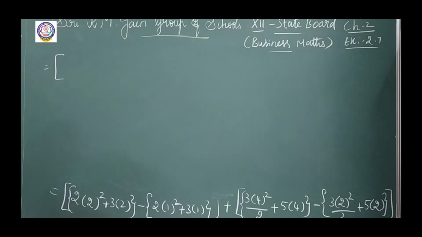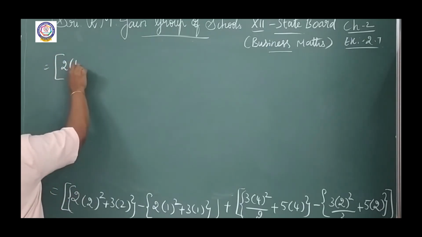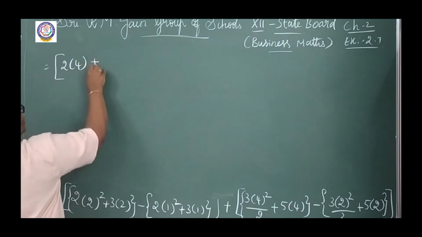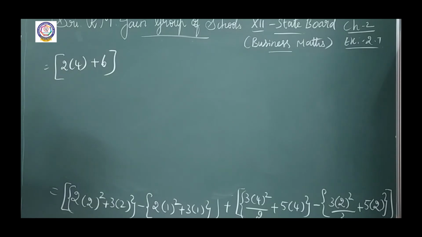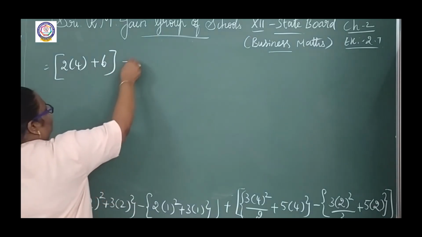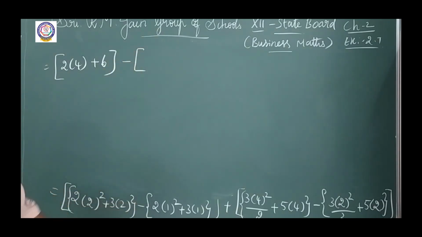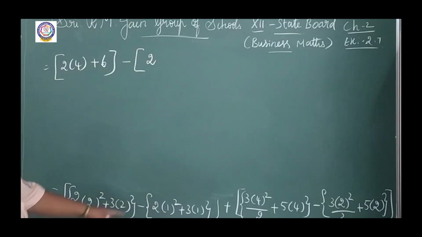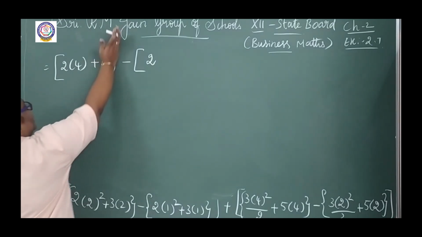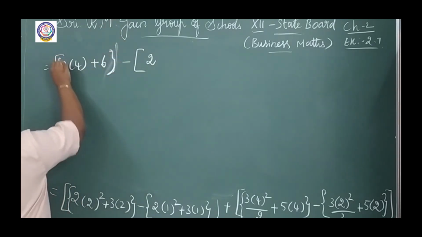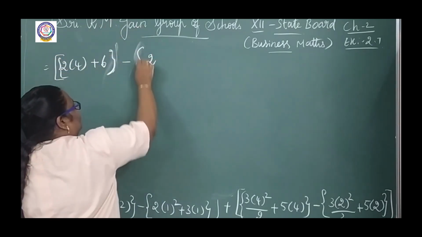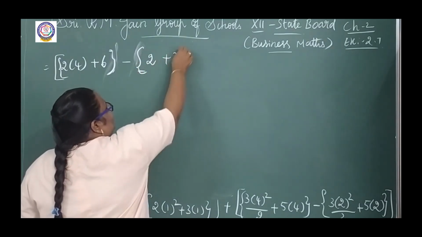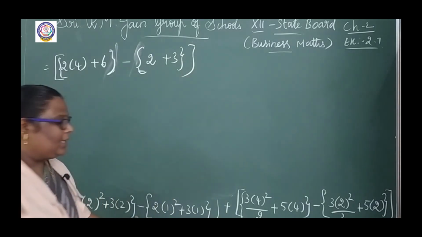2 into 2 square is 4, plus 3 2s are 6, minus 2 into 1 square, which is 2. I will put a bracket: 2 plus 3. Okay, the first part is over.